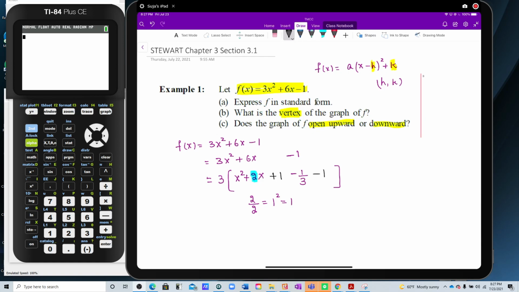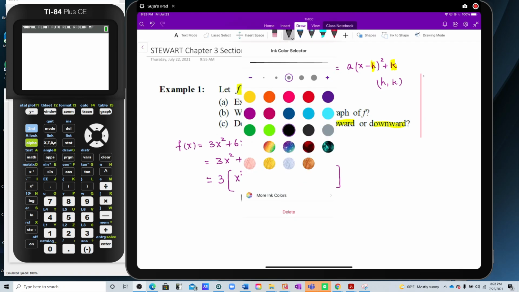This is the process I'm doing. Take half the coefficient of x. The coefficient of x is 2. Take half of that, divide by 2, which is 1. Square it, that is 1. That's what you're adding and subtracting inside the parentheses. Okay, so now the next step.